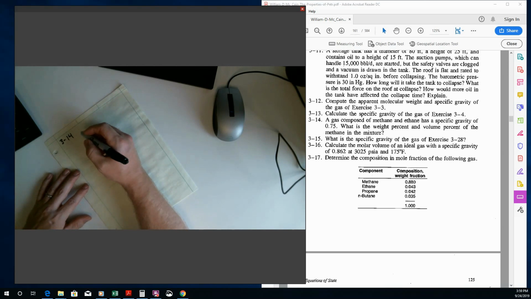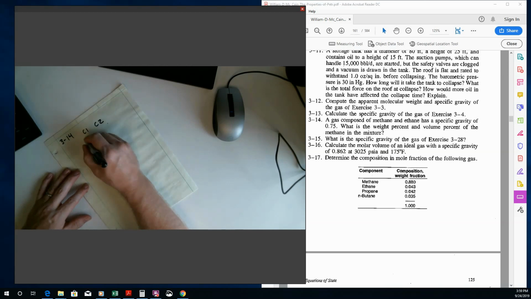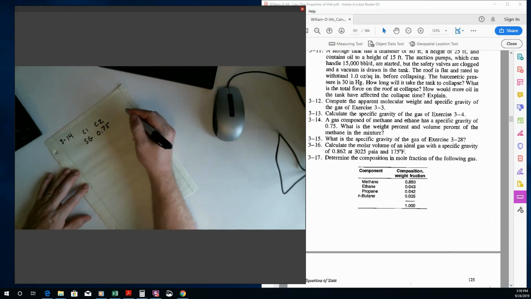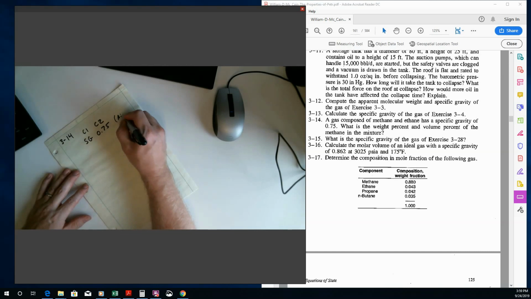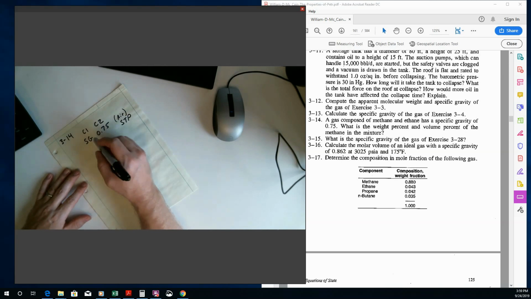So the problem we got is we know we have a gas that is composed of methane and ethane, and the specific gravity is 0.75. So that's 75% the weight of air. Remember, it's STP. What is the weight percent, volume percent of methane and ethane in the mixture?